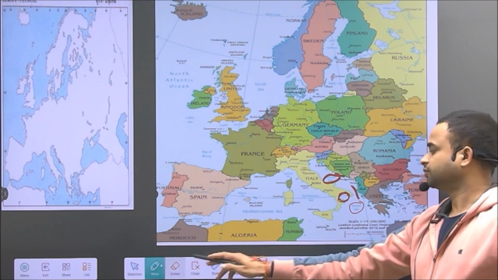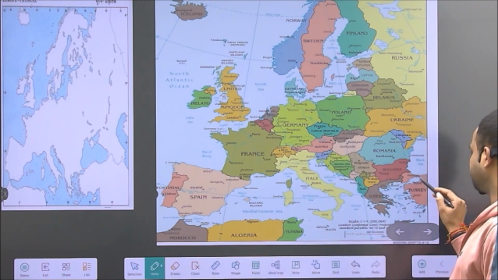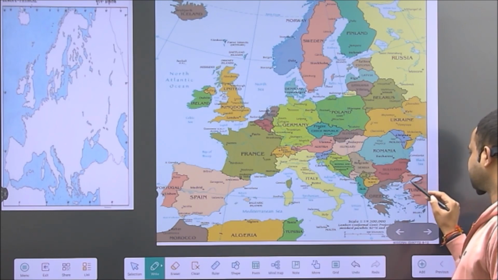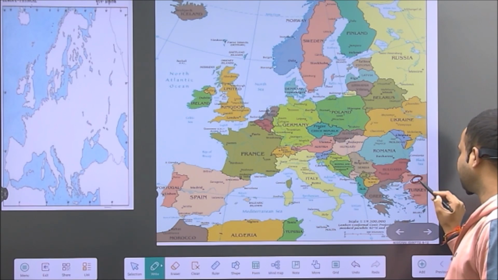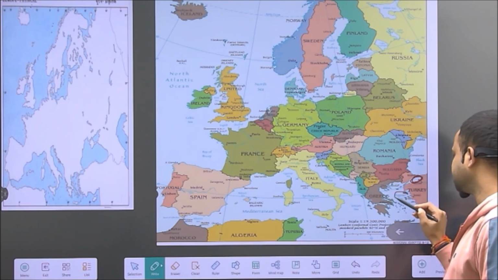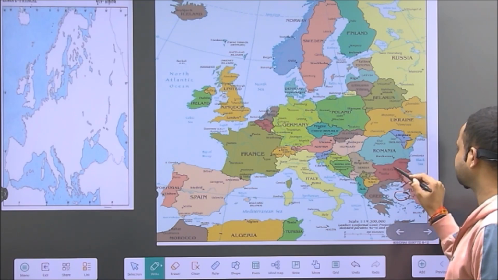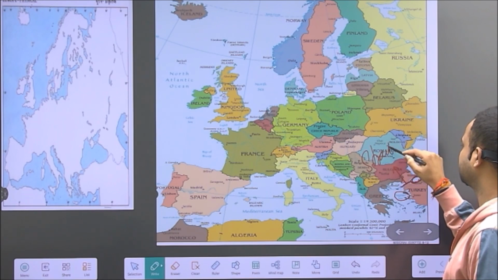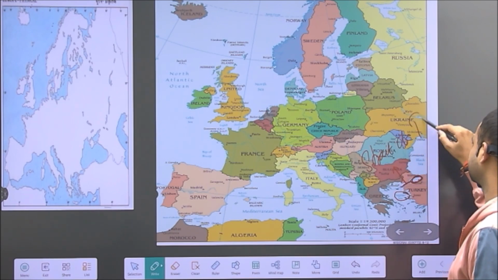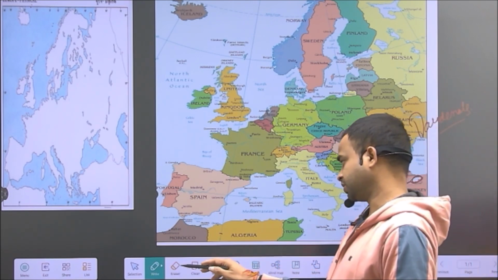The second thing I have mistaken: here, as I discussed, the Sea of Marmara is situated, but between the Sea of Marmara and the Aegean Sea, one thin strait is situated, which is called the Strait of Dardanelles. So these are two things.